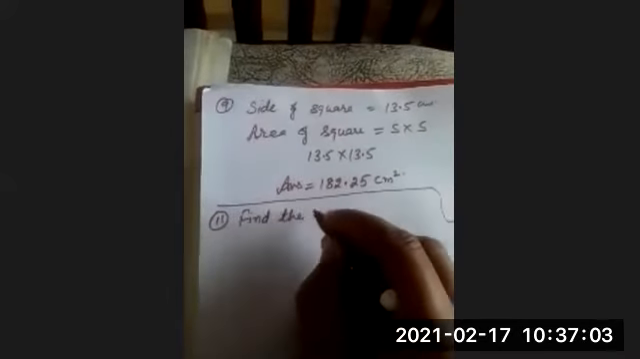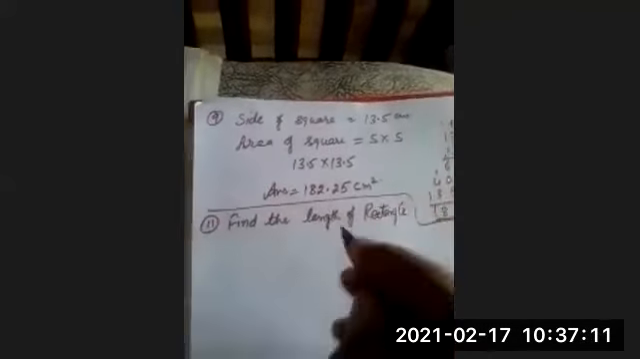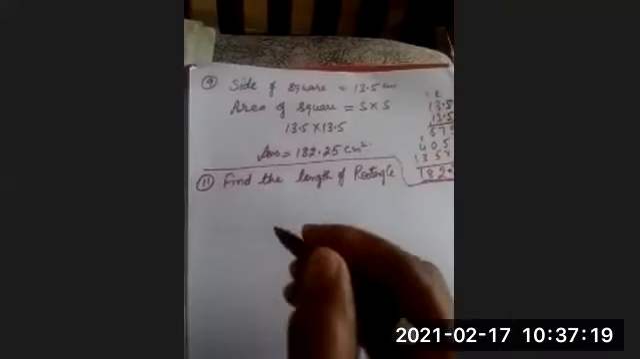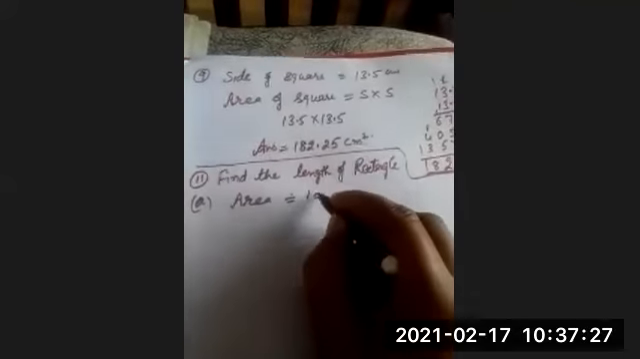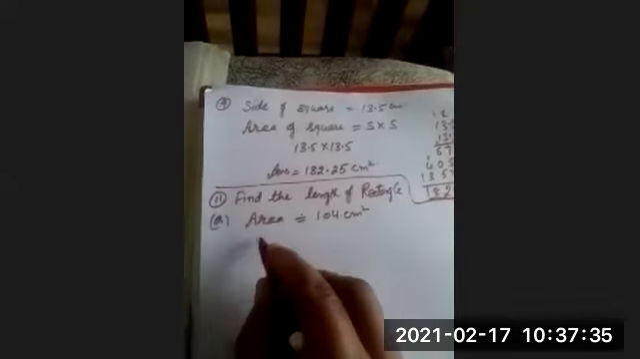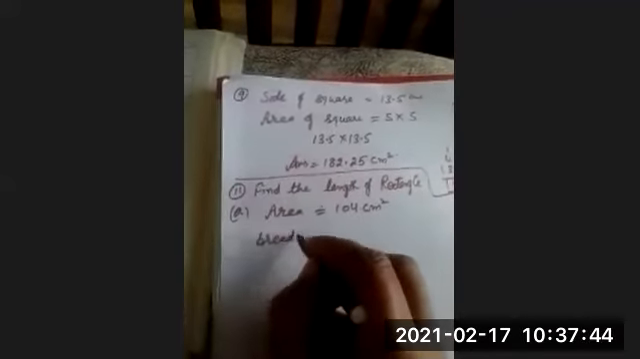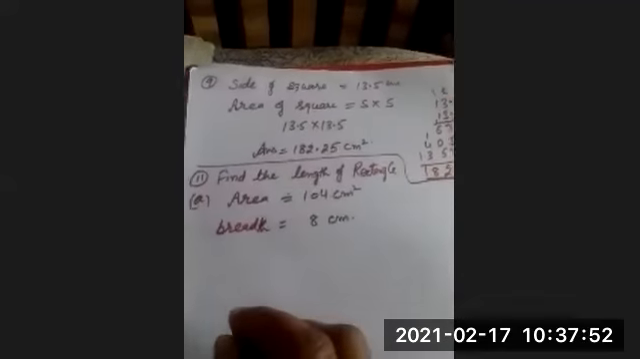Find the length of the rectangle. Question number 11. Find the length of the rectangle if the area is 104 centimeter square, part A. Find the length of the rectangle whose area is 104 centimeter square and width is 8 centimeter. Now find the length of this rectangle.